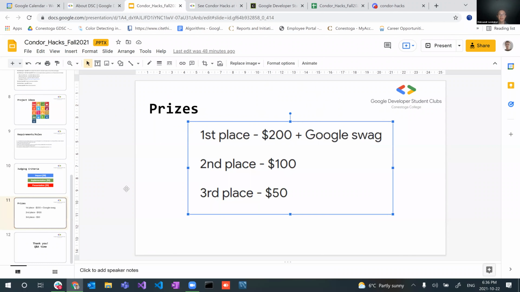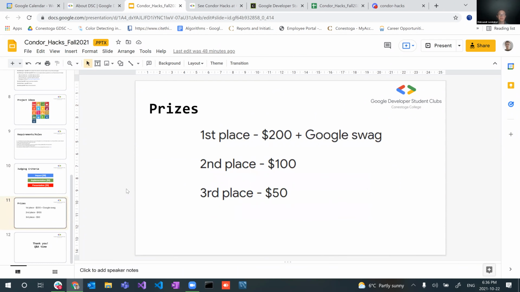Then the last part is prizes. Talking about prizes, first place, so it's for a team, right? Not for an individual. So first place is $200 plus Google Swag, second place $100, third place $50. The reason why we'll give Google Swag only to the absolute winners is because it is very limited. We have only a few of them, and unfortunately we will not be able to share it with everyone.